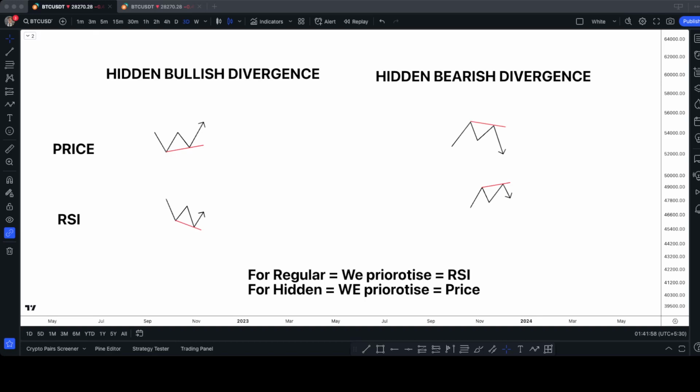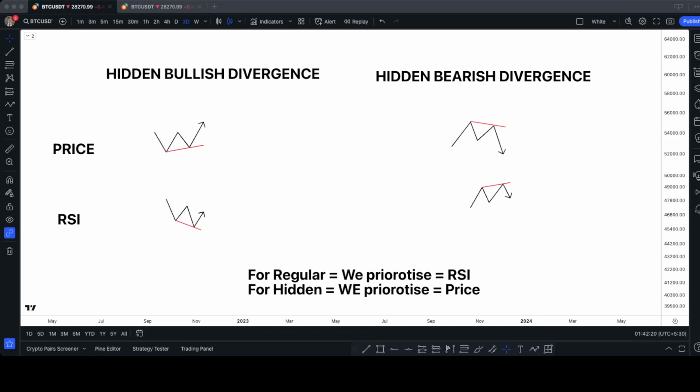Now let me again repeat and confirm RSI. RSI is a lagging indicator. We don't use it for taking trades, we use it as a confluence while taking trades. There are four types basically: bullish divergence and bearish divergence, which are our regular ones, and then we have hidden bullish divergence and hidden bearish divergence.